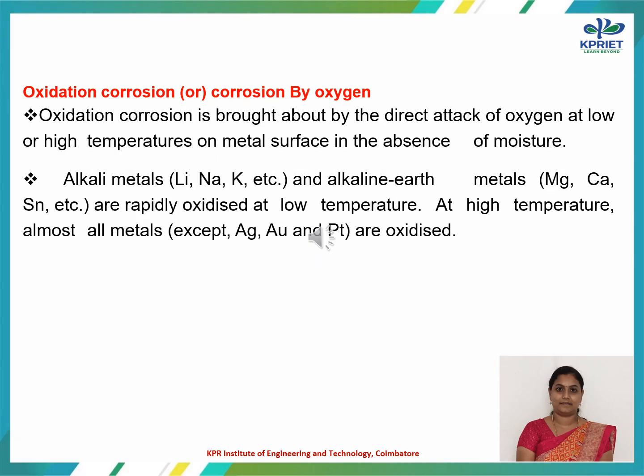Let us discuss the first type of dry corrosion, corrosion by oxygen. Oxidation corrosion is brought about by the direct attack of oxygen at a low or high temperature on the metal surface in the absence of moisture. Alkali metals such as lithium, sodium, potassium and alkaline earth metals such as magnesium, calcium, tin, etc. are rapidly oxidized at a low temperature. At a high temperature, almost all metals except the noble metals silver, gold and platinum are oxidized.